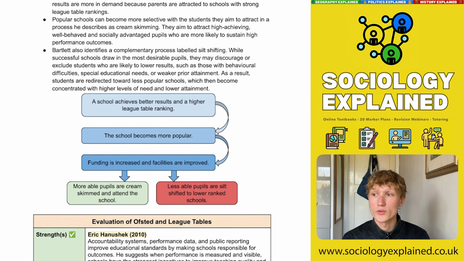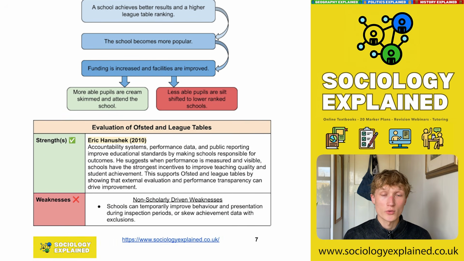A scholar that supports this policy change, though, that supports Ofsted and league tables, is Eric Hanushek, who writes about how accountability systems, as he calls them, so things like Ofsted and league tables, along with performance data and public reporting, make schools responsible for the outcomes of students. He says that it creates a public incentive to improve teaching and the quality of teaching, and also to help drive up student achievement. So he argues that this sort of public data is good for improving transparency and improving schools.